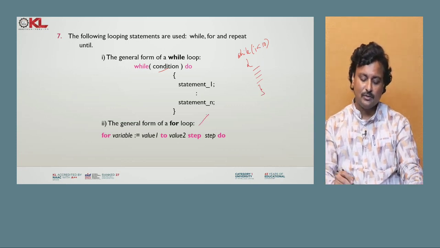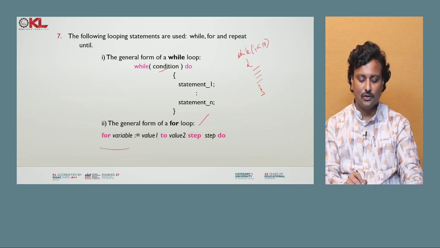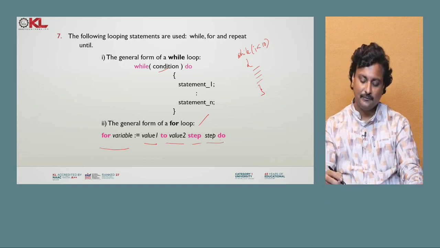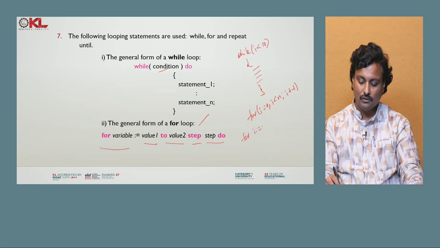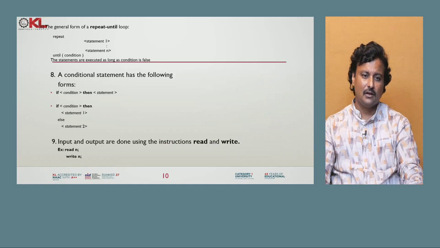The general form of for has to be represented with for variable colon is equal to value 1 to value 2 step 2. Generally we represent for i is equal to 0, i less than n, i plus plus. So here we represent for i colon is equal to 1 to n step 1 do. So each time it will be incremented by 1. So this is a general form of repeat until loops and a few conditional statements of the expression.